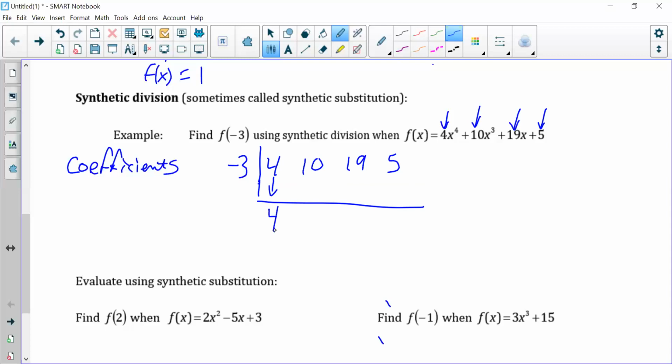So the first thing I'm going to do is bring this 4 down, and we're going to multiply. So negative 3 times 4 is negative 12. And we're going to add down, okay? So whatever's behind here, so 10 plus negative 12 gives me negative 2. And then I'm going to multiply again. So negative 2 times negative 3 is positive 6. Then I'm going to add down.